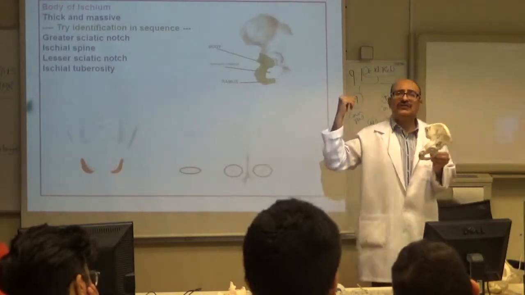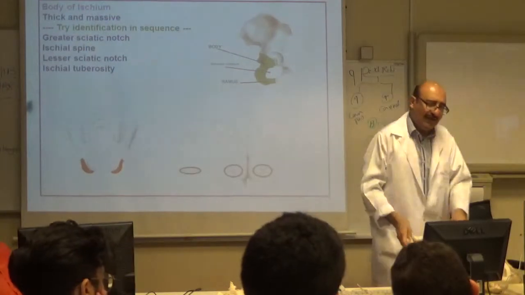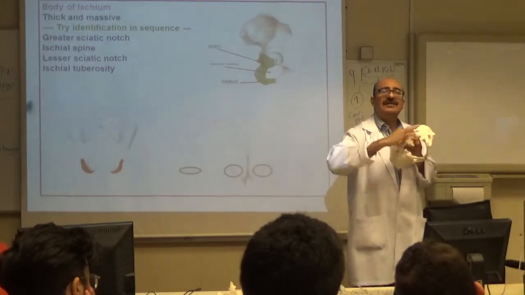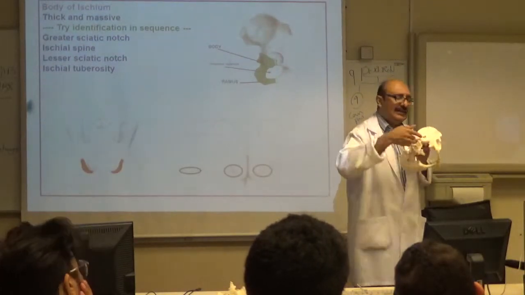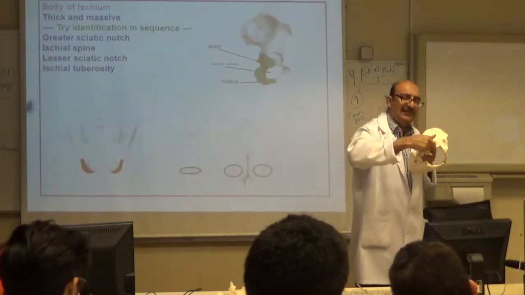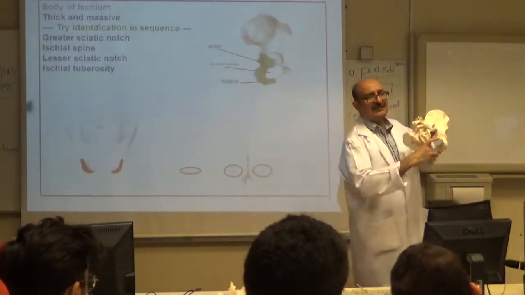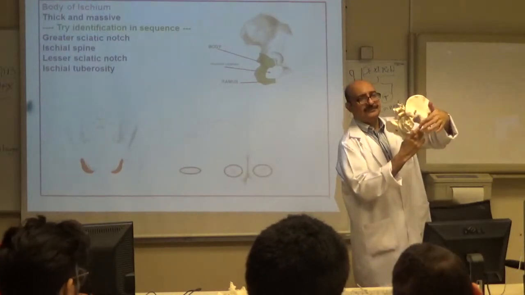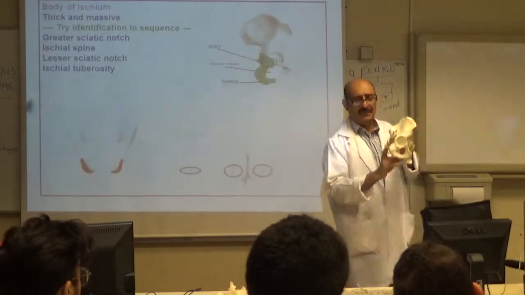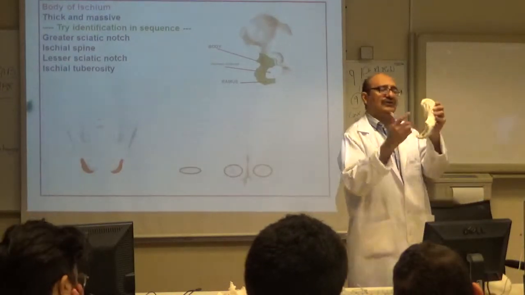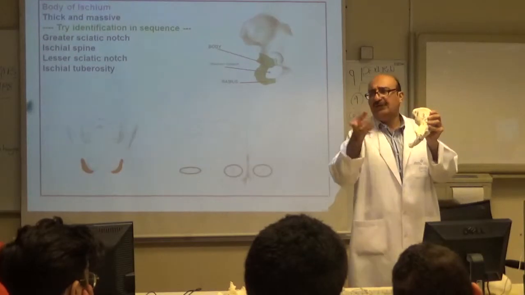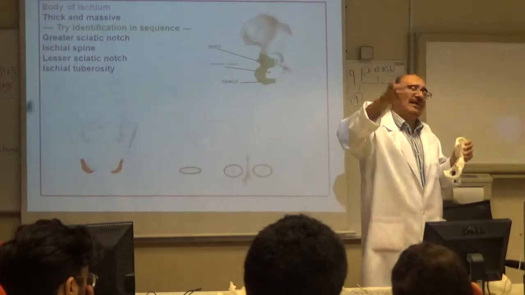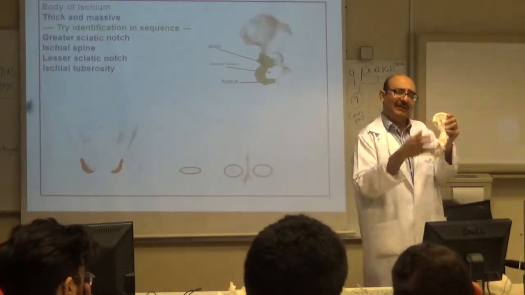Similarly, the greater sciatic notch and lesser sciatic notch are actually covered with ligaments, converting them into the greater sciatic foramen and lesser sciatic foramen. For example, this is one ligament, my finger is one ligament. So here you can see now a foramen. In the bone, you will find the greater sciatic notch. So notch and foramen are the same until it is covered with the help of ligaments in life. In the bones, you will find the notches.